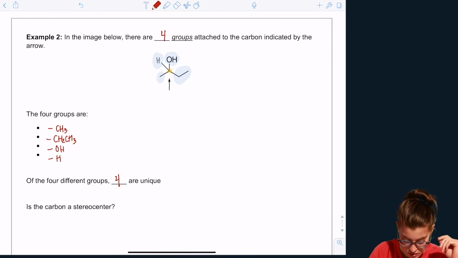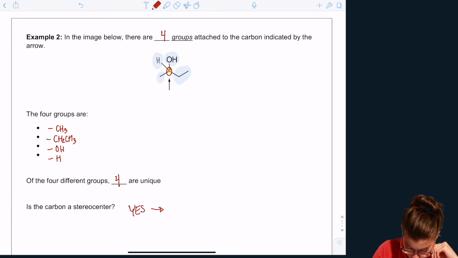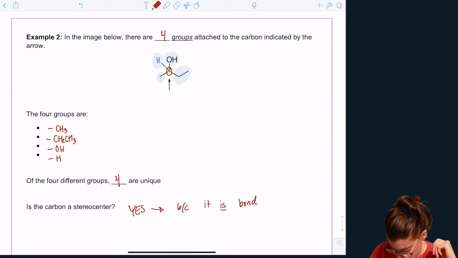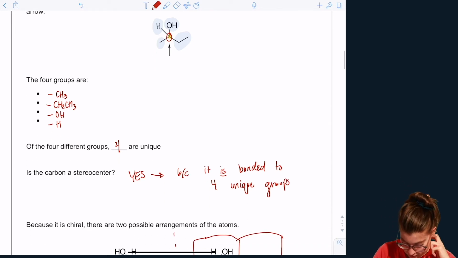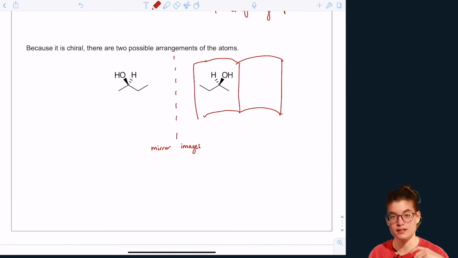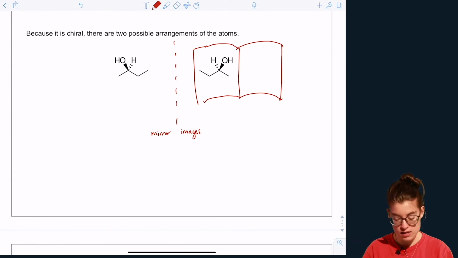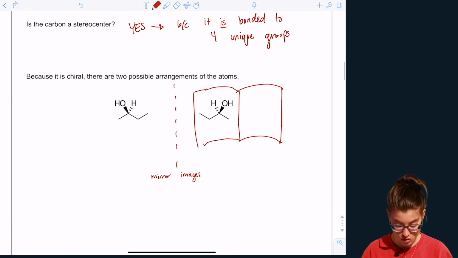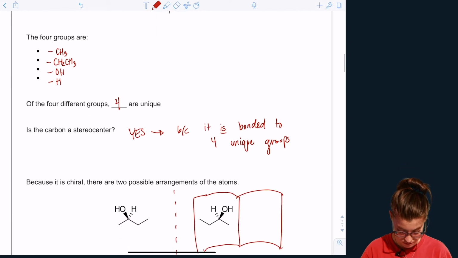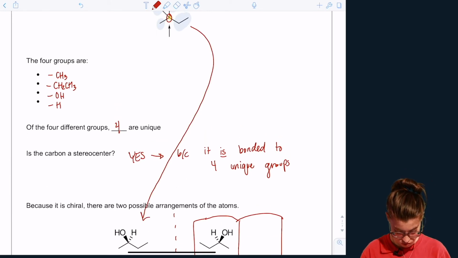So is this carbon a stereocenter? The answer is yes. Why? Because it is bonded to 4 unique groups. Now that we can identify a chiral carbon, let's look at some interesting things about chiral carbons. We're going to be drawing the same picture down here, so that is the same molecule.